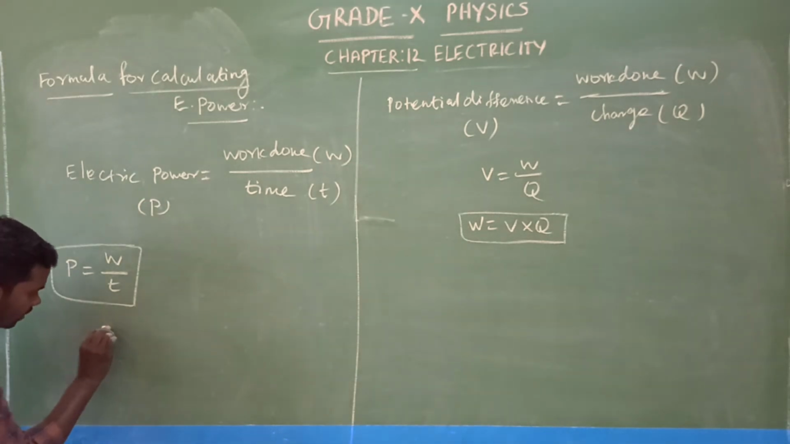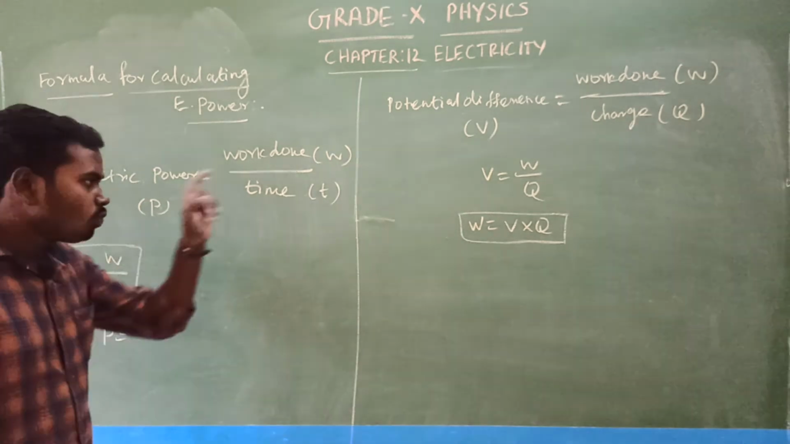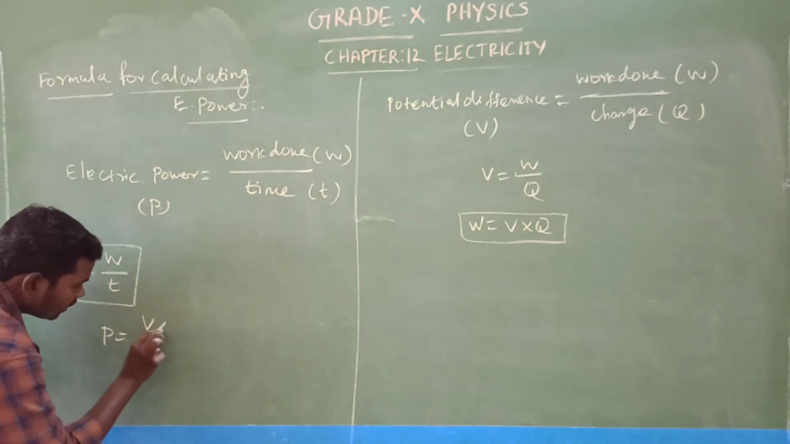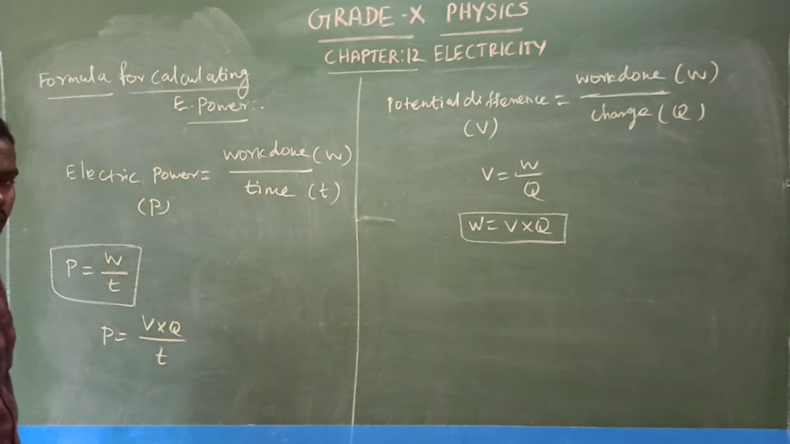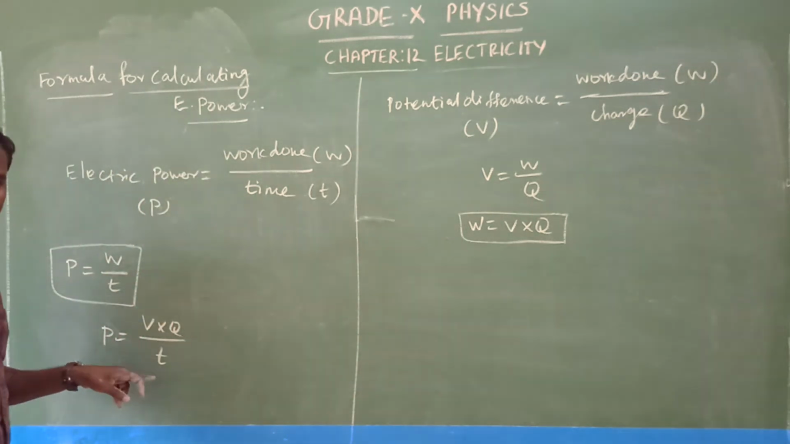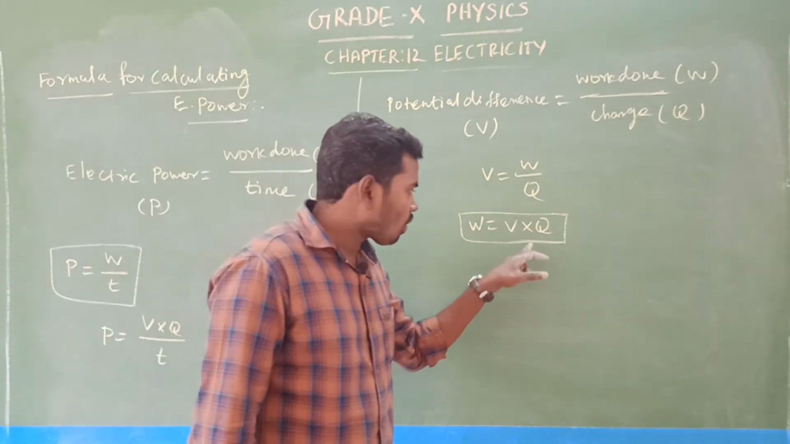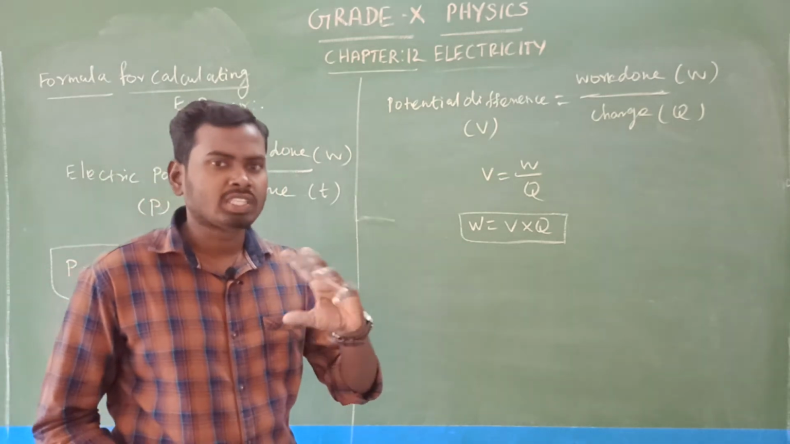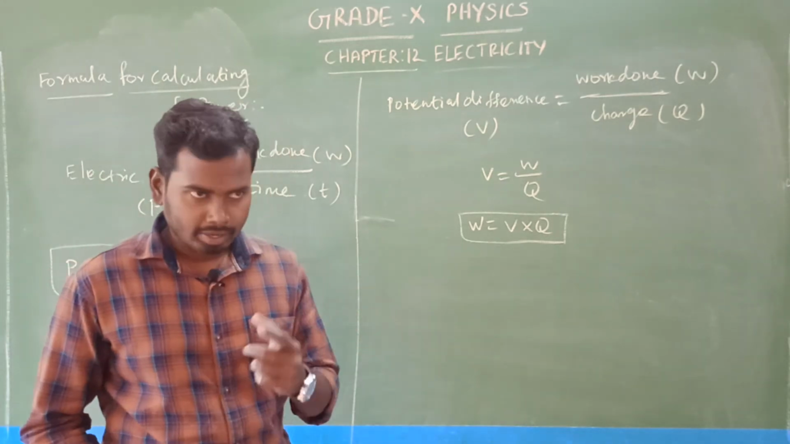So we can write P is equal to, substitute the W value here. W value is V into Q divided by T. V into Q, and as already there is a T, you put the same T here. Is it clear, students? Look at here. What is Q? Q means the amount of charge moved.